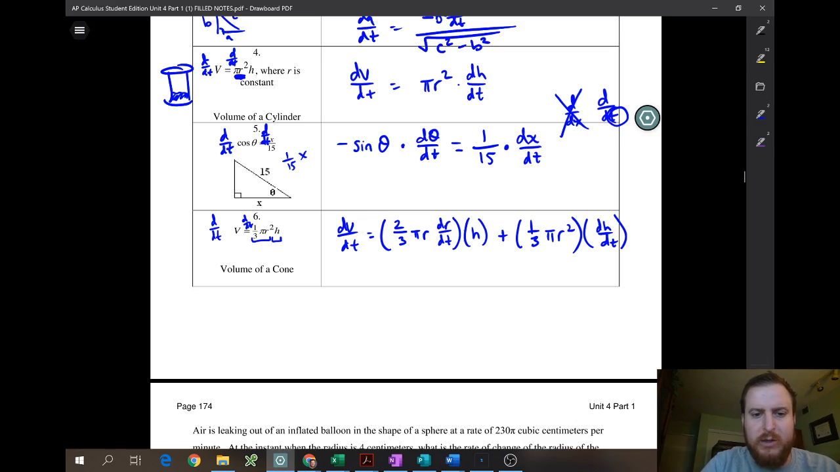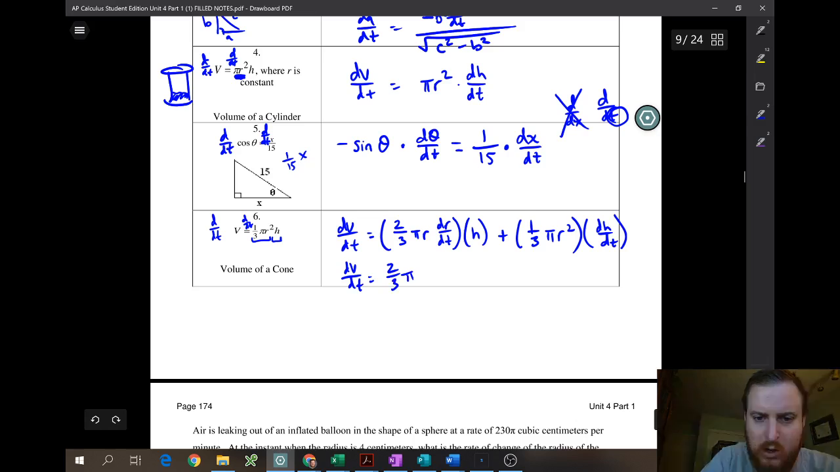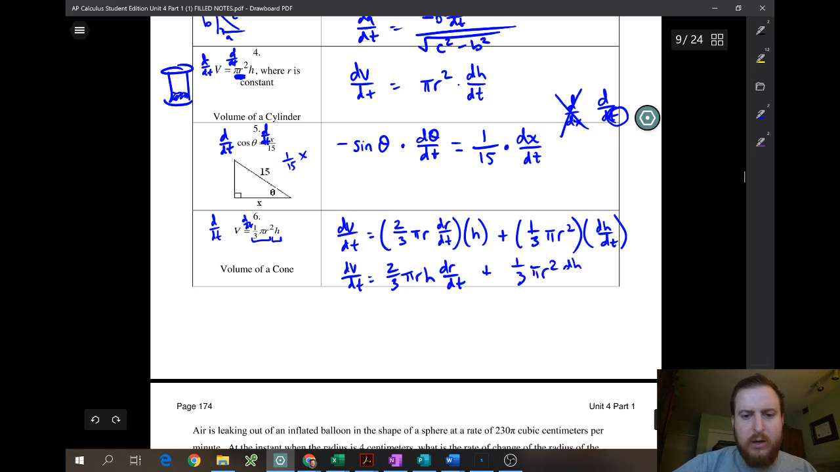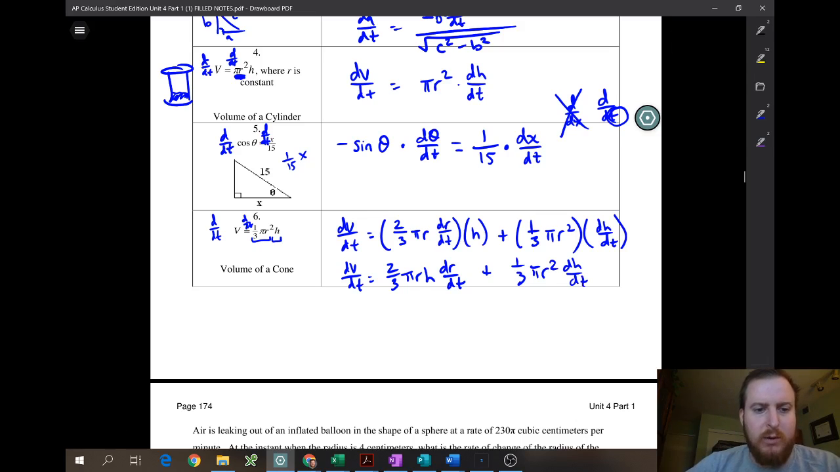You could drop the parentheses and maybe rewrite it as dV/dt equals 2/3 pi r h dr/dt. I usually write the rates last, so I just move the h in front, and then plus 1/3 pi r squared dh/dt. And if you really wanted to get fancy, you could factor out a 1/3 pi r, but I'm not going to. So dV/dt would be how is the volume of our cone changing, dr/dt would be how is its radius changing, and dh/dt would be how is its height changing.